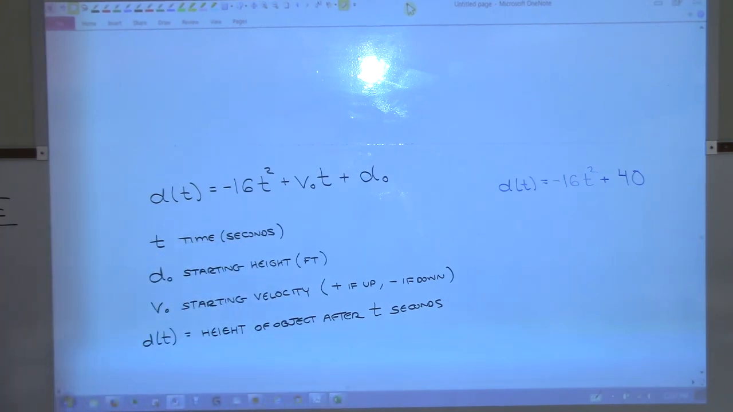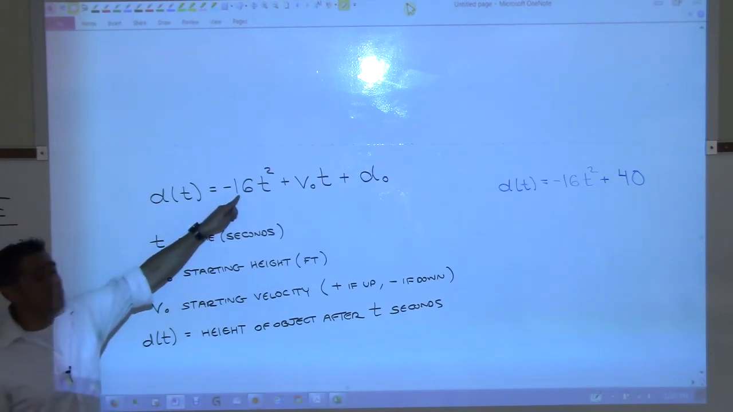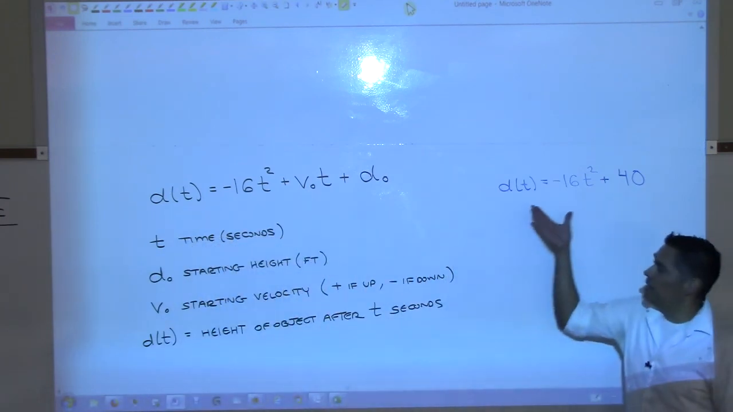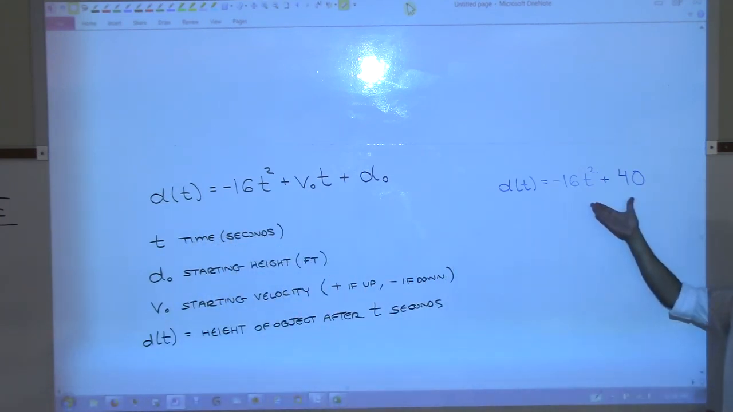Negative 16, like a constant number? Yeah, the negative 16 is always in the formula. Do you see that? I was going to ask you about that in a minute. Why is that? Yeah, I will ask you that in a minute. But from this, if I'm telling you this is representing a falling object, can you tell me about this object?